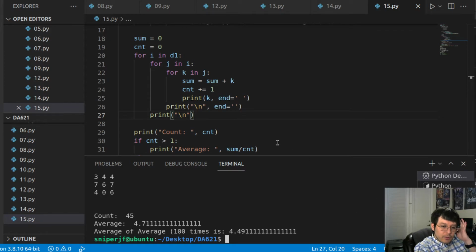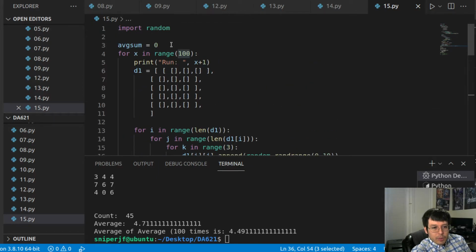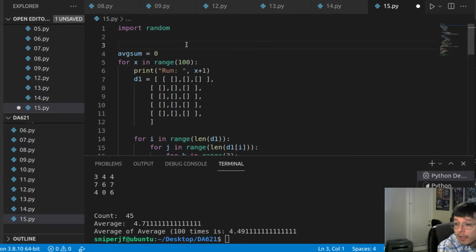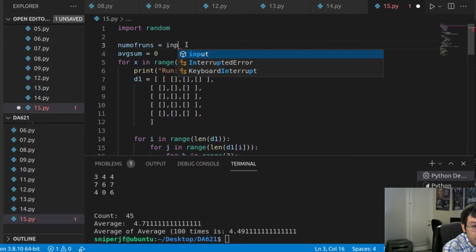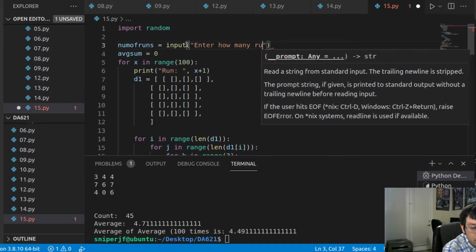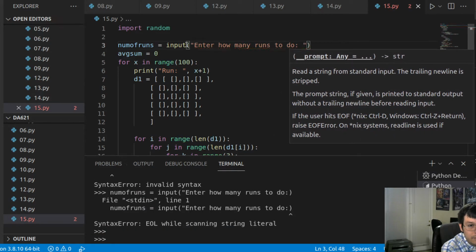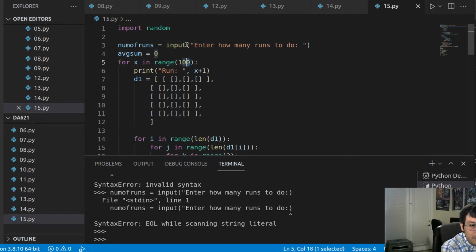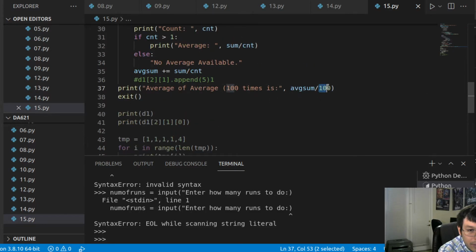So let's try, instead of going from 100 to 1,000. Right? But I don't want to have to be changing this number here every single time. So why don't we go ahead and just make a variable that the user can enter at runtime? Remember our input function? So we're going to say number of runs is going to be the input, and the user is going to be asked, enter how many runs to do. Okay? And so now in here, instead of saying 100, we're going to say number of runs. And then we can also take that same value here so we don't have to hard code it.